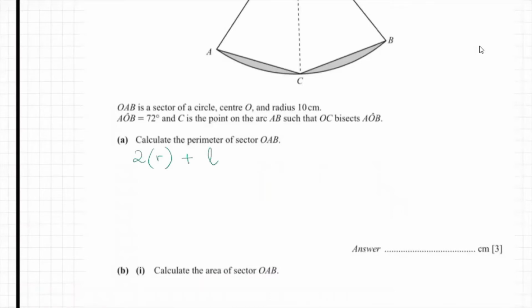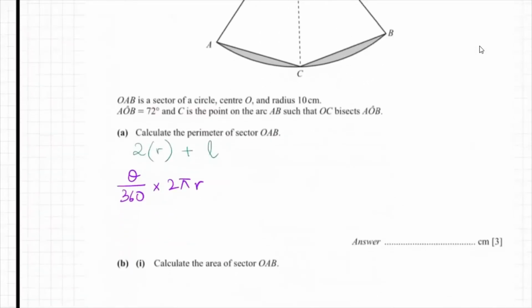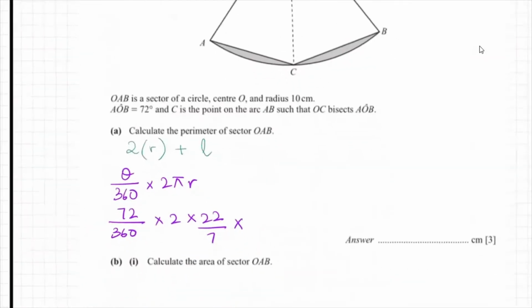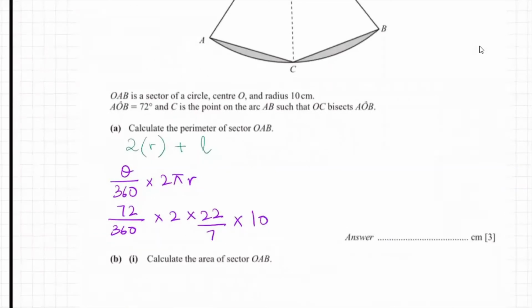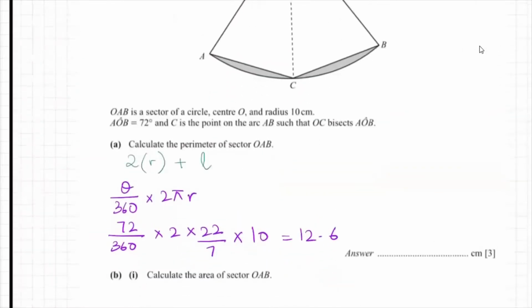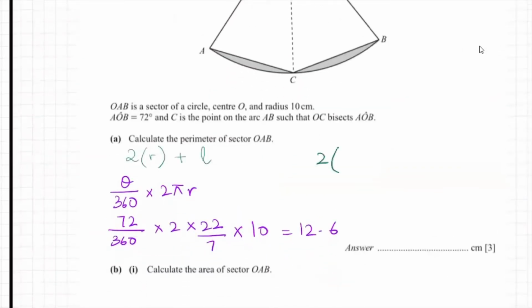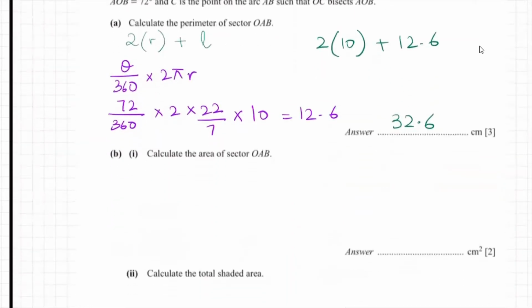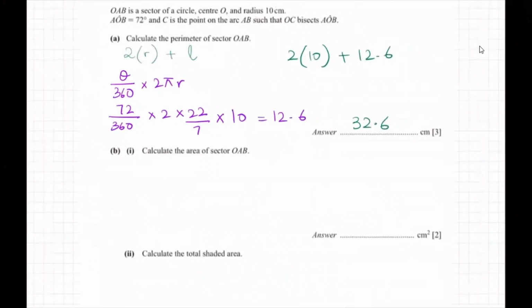So the length of an arc is given as theta over 360 times 2 pi r. Theta in this case is 72 degrees over 360 times 2 times 22 over 7 times r, which is 10. So the answer that I'm getting is 12.6. The radius is 10, so I will write 2 times 10 plus 12.6 and my answer will be 32.6 centimeters.